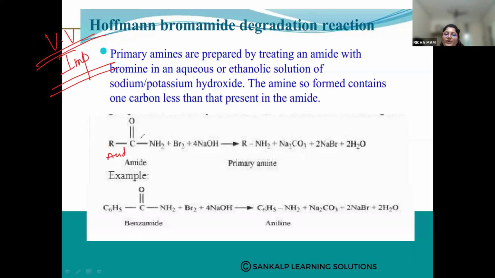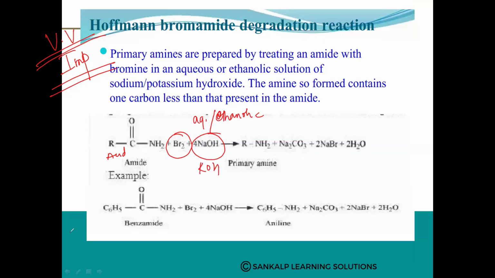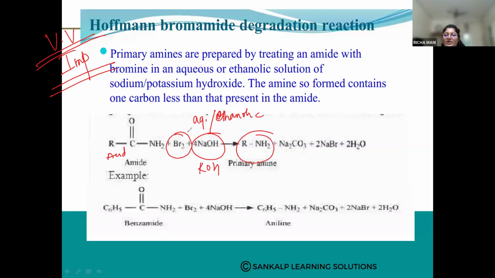What are we going to do with it? We are going to treat it with bromine in aqueous or ethanoic NaOH, or you can use KOH also. And it gives you primary amine. So acid amide treated with bromine in aqueous or ethanoic KOH or NaOH gives you primary amines.